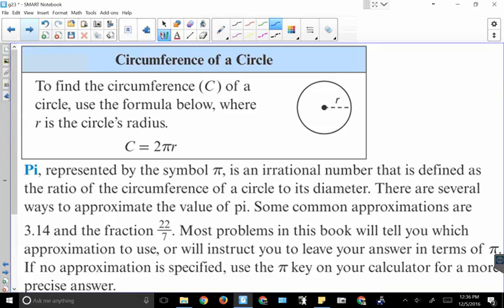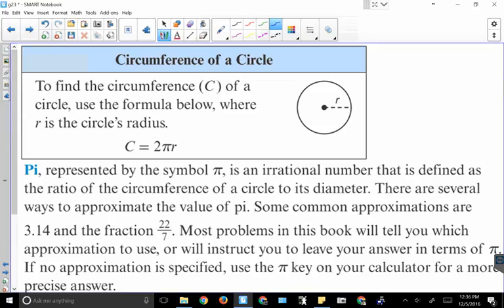But anyways, pi is represented by a little symbol that's called pi. It's identified as an irrational number that is defined as the ratio of the circumference of a circle to its diameter. There are several ways to approximate the value of pi. Mind you, we can't find it exactly because pi is a non-terminating, non-repeating decimal. They've calculated pi out to a whole boatload of digits, and I mean boatload, I'm talking over 1 million.